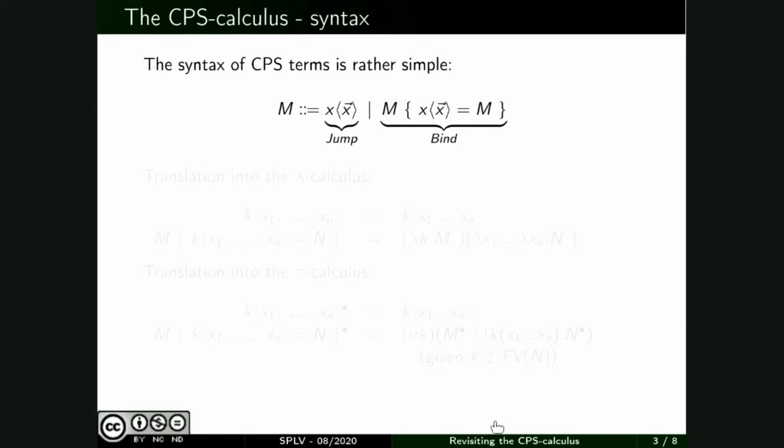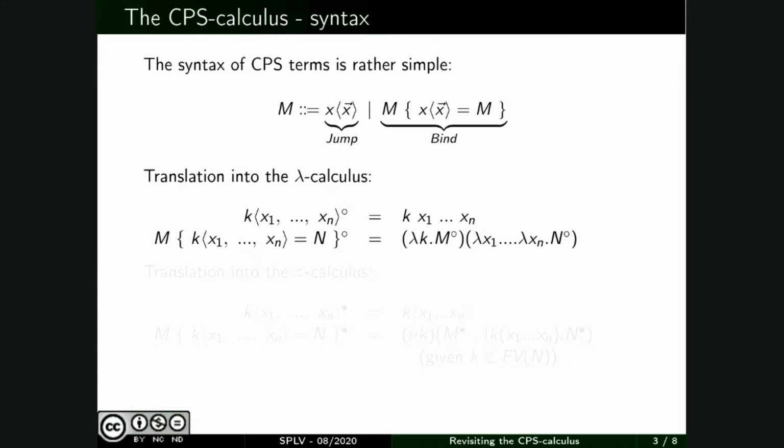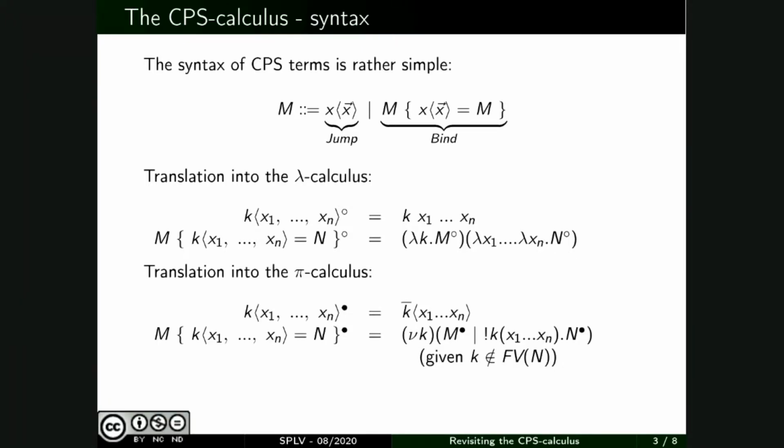In order to see the intended meaning of these constructs, we can give syntactic translations, both into the lambda calculus. You see the jump is just an application. And the bind structure represents the mutual binding of a continuation on the left side and the formal parameters for the continuation on the right side of the expression. If you're familiar with the P calculus, you can also see the same translation applied to it. So it's a common subset of both calculi. Of course, in the P calculus, we have a small restriction on the binding structure.